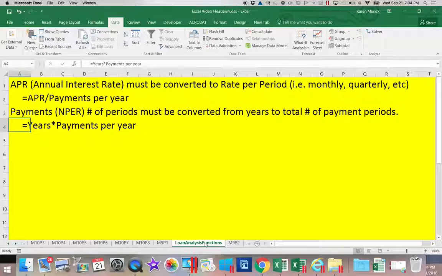We are usually talking years when we negotiate loan terms, but we must talk about the total number of payment periods, or the total number of payments being made on the loan, in order to work with these functions. So you're going to take the total number of years and multiply that by the total number of payments per year. So let's get into our workbook for this module.